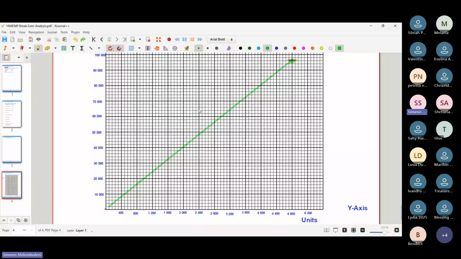For the person who doesn't understand how we got it, can someone assist in case I didn't explain it properly? How did we decide that this line, the 96,000, is here? Who can help us?